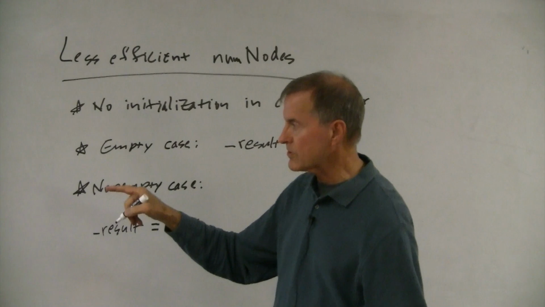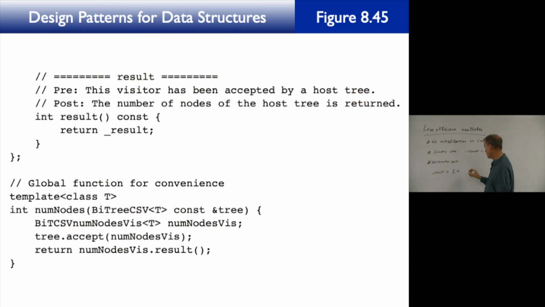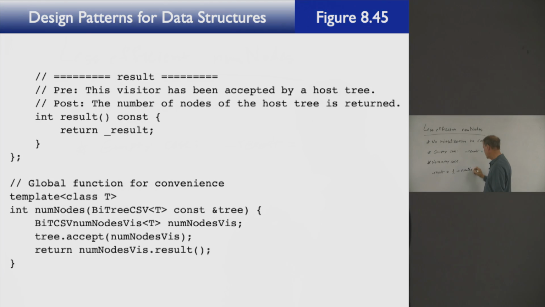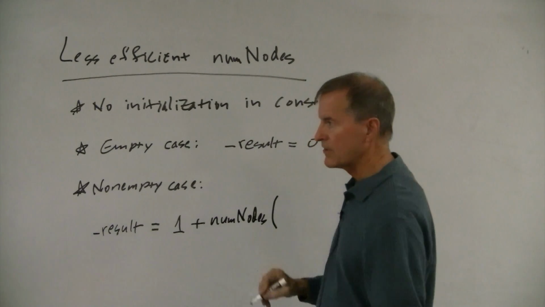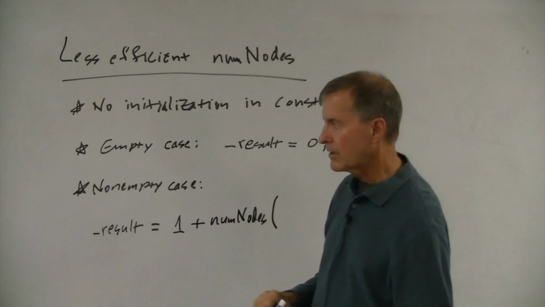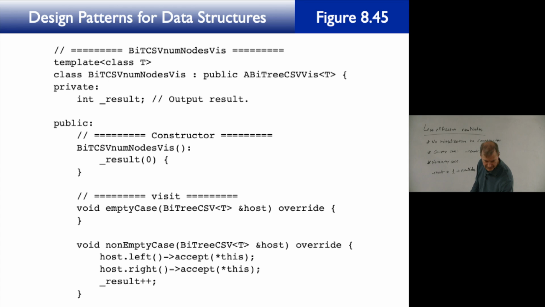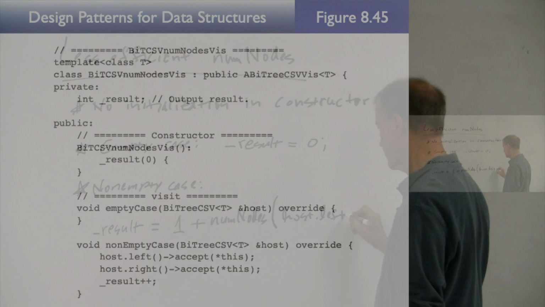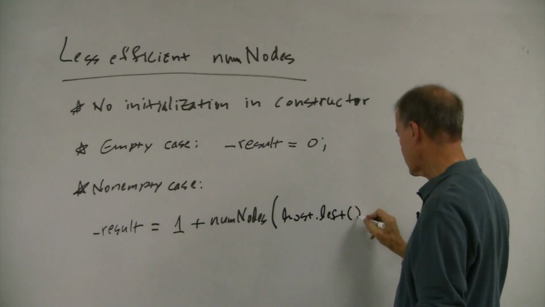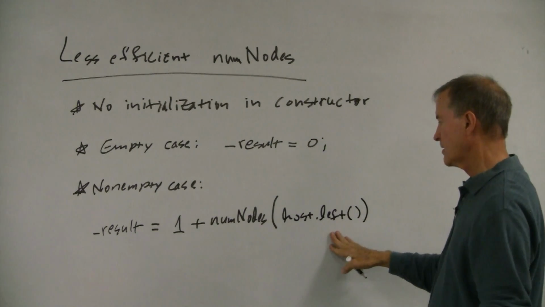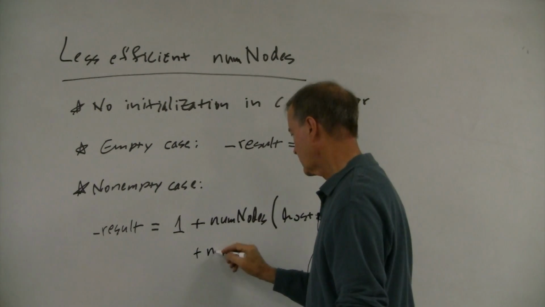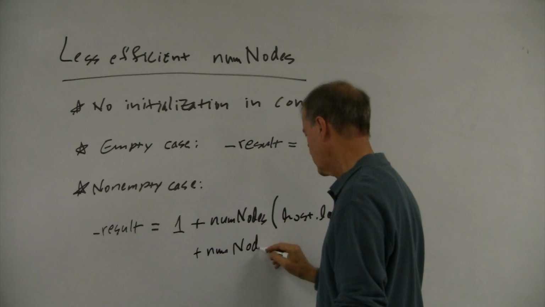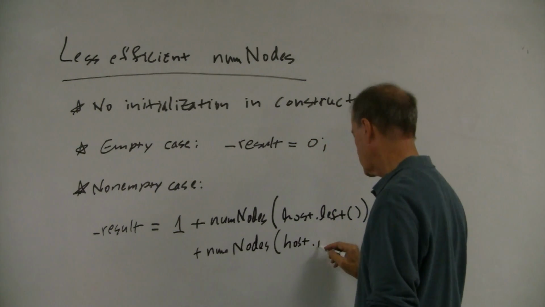But now we've got to go to the global. How do we use the global function for convenience? Num nodes, 1 plus num nodes. What do we have to give num nodes? Host dot left. I think it's host dot left is the tree, right? So this would be host dot left, and that's a function that returns a tree, right? And then plus num nodes host dot right.